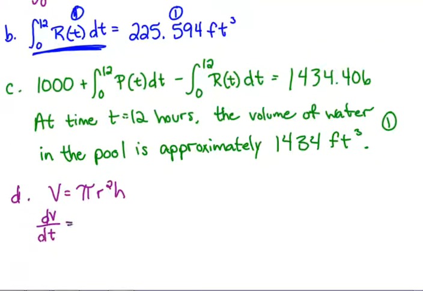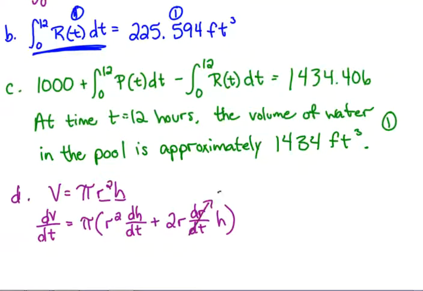So we've got dV over dt equals, remember, keep that pi out front. No point in dealing with that. You've already got a product rule to deal with. So first times the derivative of the second plus derivative of the first times the second. Now let's think about what's constant here. Is the radius of this pool changing? Okay, it's not. It's the shape of a cylinder. It always has a radius of 12 feet. So dr over dt is 0.